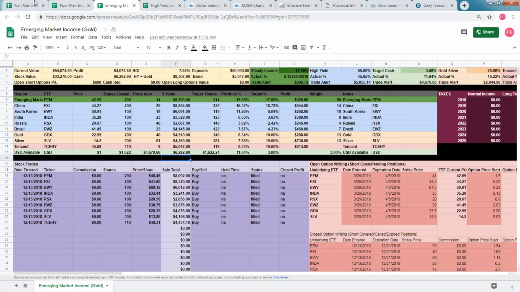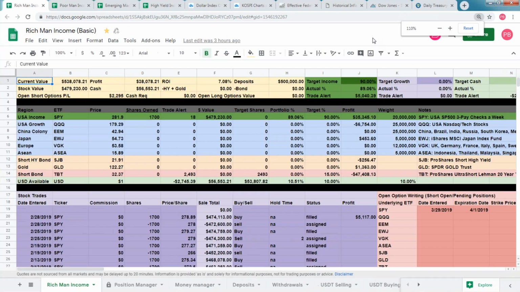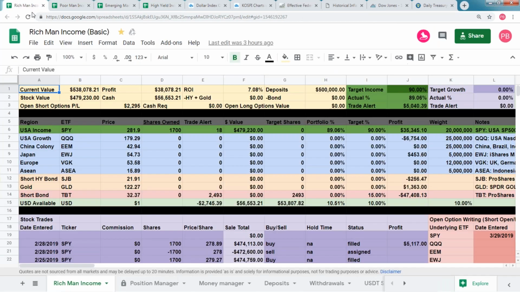Now, if we jump over to the spreadsheet, let me give you a quick walk around of how it is laid out. And we'll cover all 4 of our portfolios that you can follow.